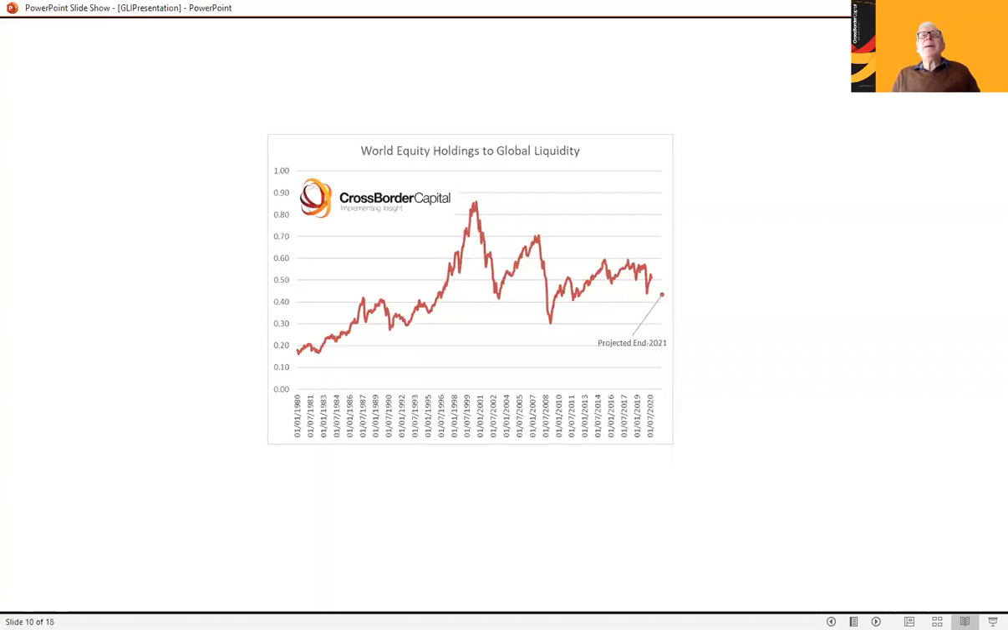Now, if we keep going on this whole theme, let's just reassure ourselves that there are absolutely no bubbles in equity markets. This is the first, or initial, way to look at that, which is a straightforward ratio between all equity holdings and the total value of liquid assets, or global liquidity in the world economy. And that ratio averages around 0.5 over the long term.